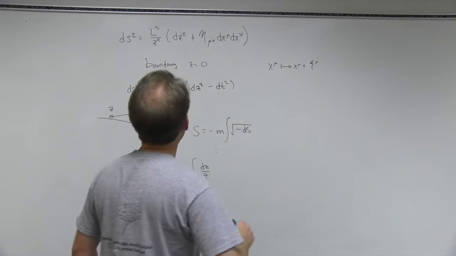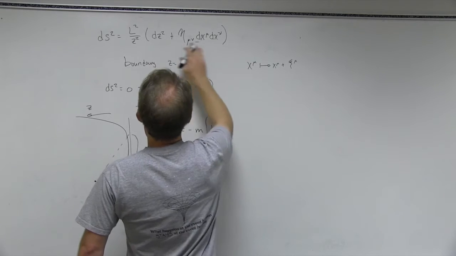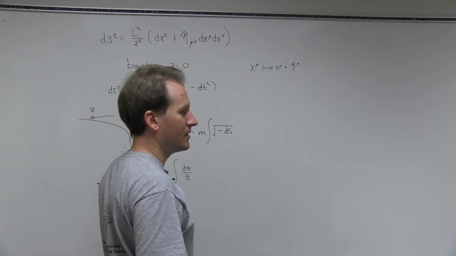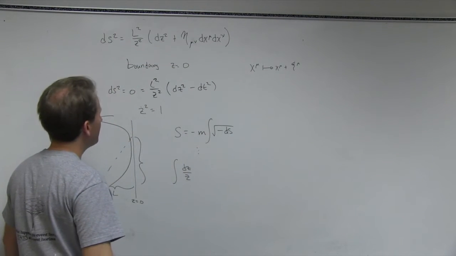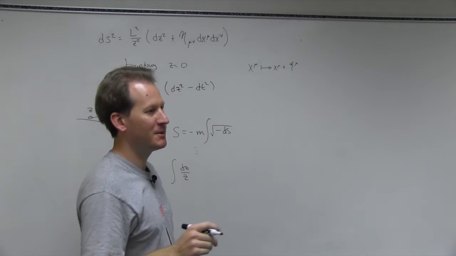So what are the coordinate transformations of this form that leave the metric invariant? Can anyone tell me one? Some of them are pretty easy.